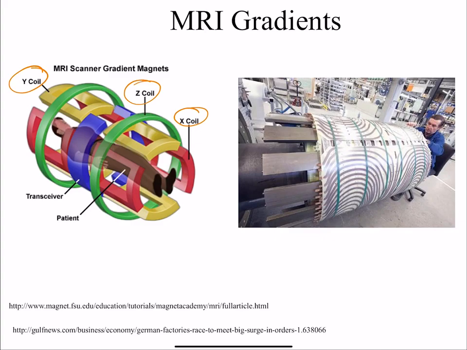Okay, this is sort of the schematic of what they look like. We'll talk a little bit more about that. This is actually what one of these looks like. I think this is the Siemens factory. I was just there earlier this year. The actual coil designs are much more complicated. They're all sort of computer optimized. But we'll just give you a feel for what the basic coils look like.